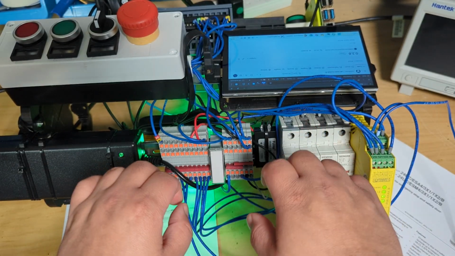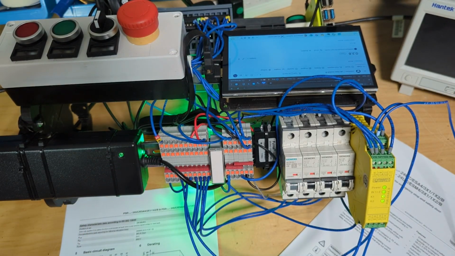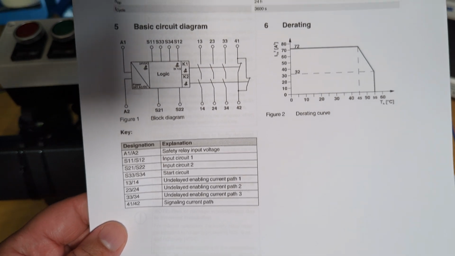You've got to keep both your hands on both buttons, and if you take one off, then it will immediately cut the power to the press and stop moving the press, which is what these sorts of things are for. Cool. Okay, so quick rundown of the schematic.